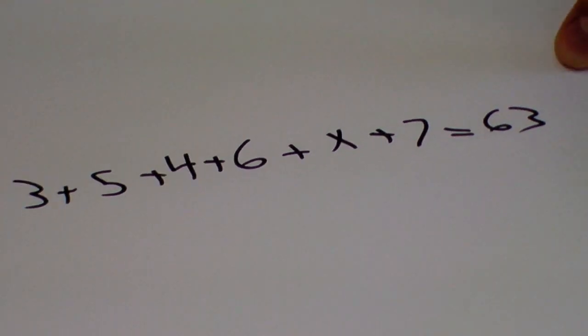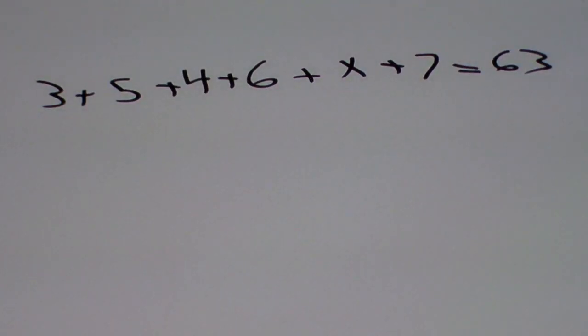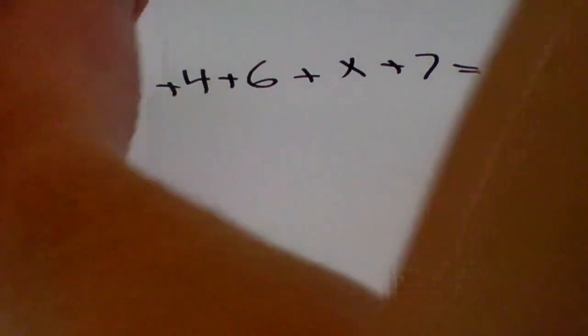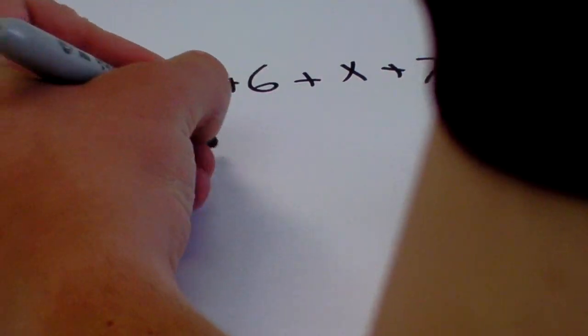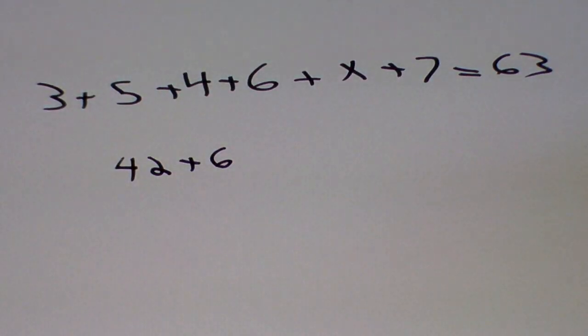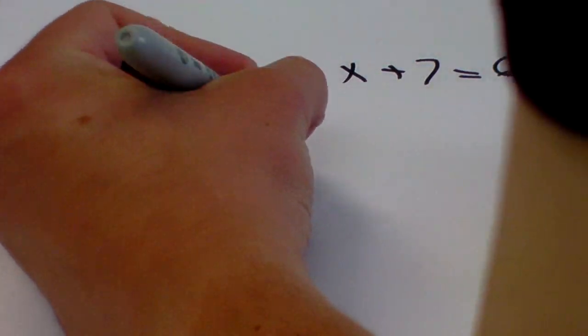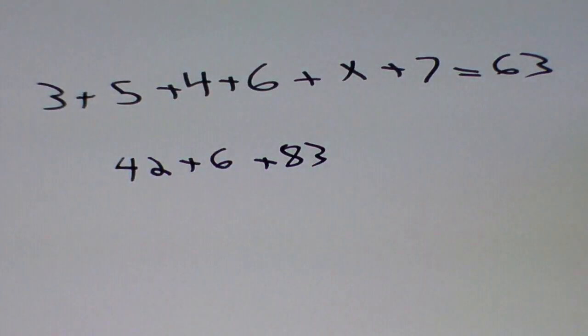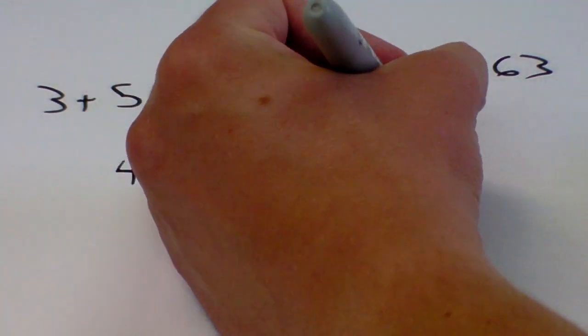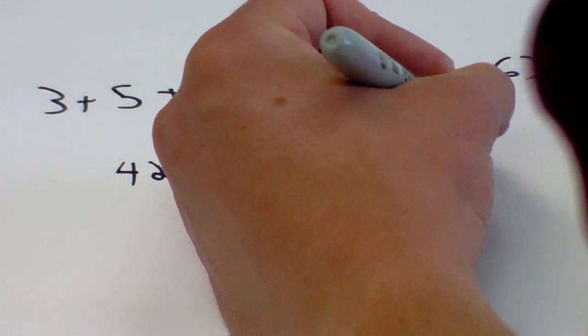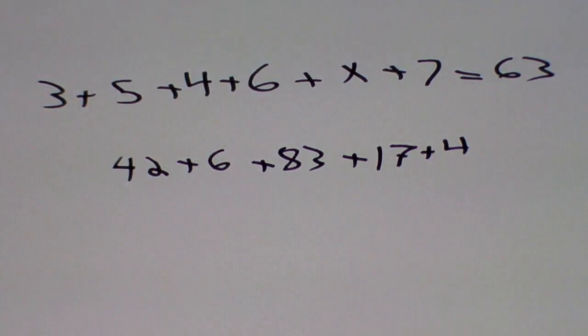Another example of why the associative property is helpful is because, say we have a situation like 42 plus 6 plus 83 plus 17 plus 4, and we want to add all these up. Well, you could take 42, add 6, you get 48. 48 plus 83 is, I think, 131. Plus 17 is 148. Plus 4 is 152, I think.